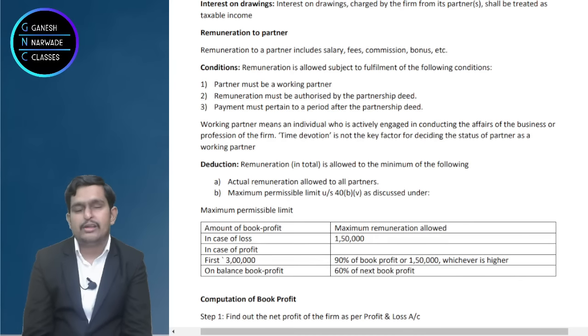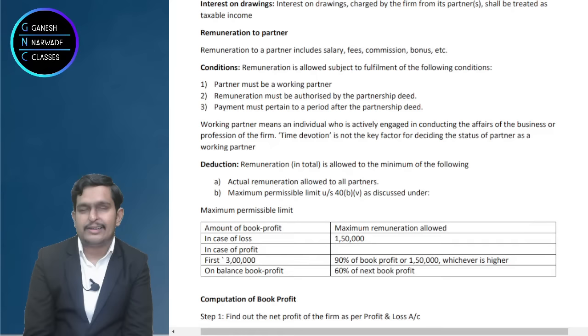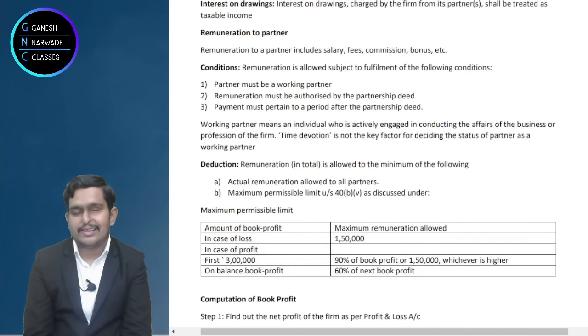But suppose your book profit is 4 lakhs rupees, then what to do? So up to 3 lakhs book profit, 90% or 1 lakh 50. So 3 lakhs into 90%, 2 lakh 70, or 1 lakh 50, whichever is higher. So 2 lakh 70 we will take.